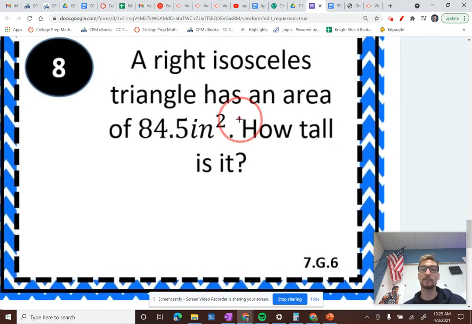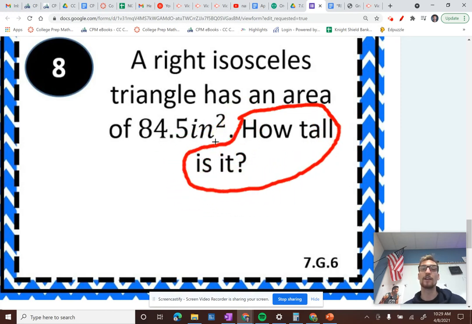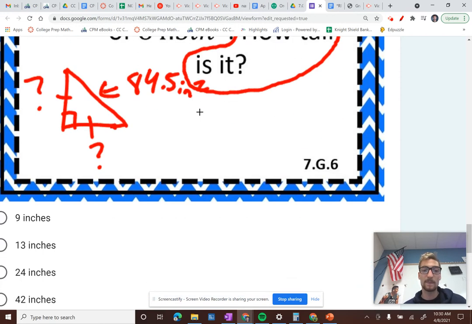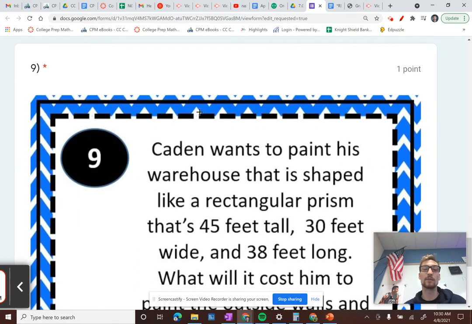This one is asking you to find how tall a right triangle would be if it has an area of 84.5 inches squared. So imagine you were drawing a right isosceles triangle, which means that these two side lengths are the same length. If the entire thing has an area of 84.5 inches squared, what would the measurement of that length be and the measurement of that length be? Remember, they are the same length. They're the same measure. So would it be 9, 13, 24, 42?